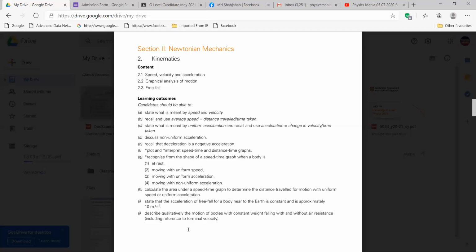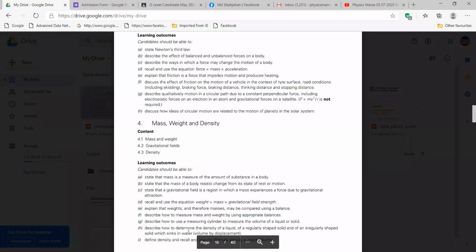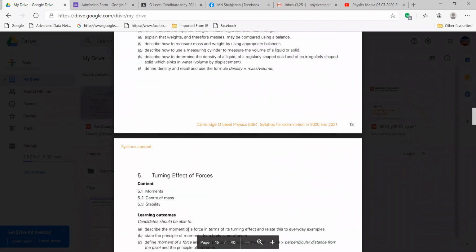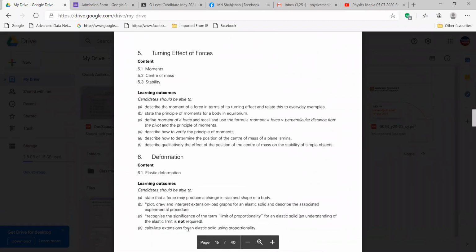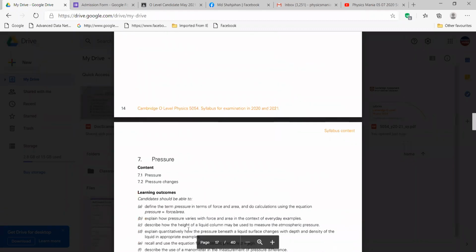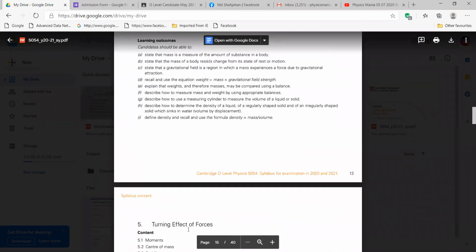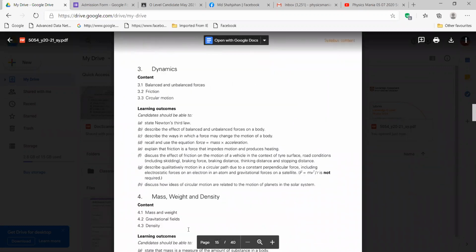Now, this one, section 2, is called Newtonian mechanics. This Newtonian mechanics has 6 topics. We have kinematics, then afterwards we have dynamics, then we have mass, weight, density, we have turning effect of forces, we have deformation and pressure. Okay. So these 6 topics we will divide into 3 parts.